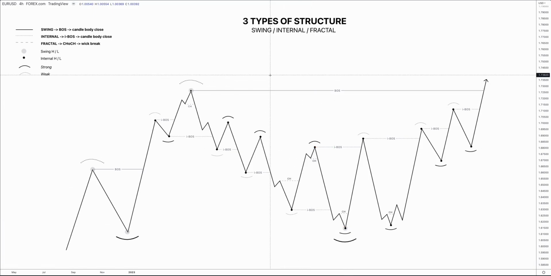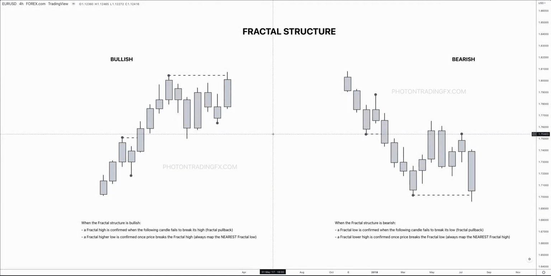But now let's take a look at what rules we use, how we actually identify it on candlesticks, and all that fun jazz. So first things first, let's keep it simple and separate out both bullish and bearish markets when purely thinking about fractal structure on one time frame alone. Okay, so if we look at the bullish scenario here, the fractal structure is bullish.